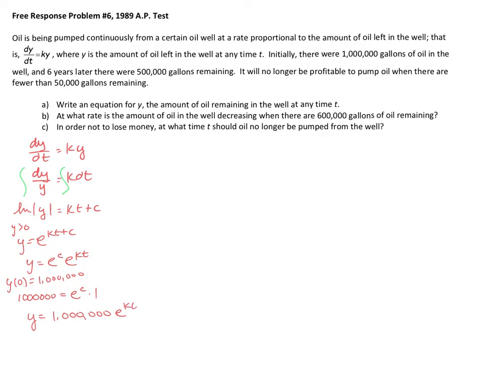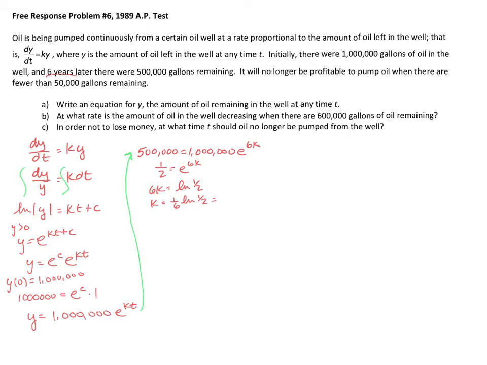So my equation is y equals 1 million e to the kt. We know that there are 500,000 gallons of oil left when it says it's 6 years later. So when t is 6, we're going to get 500,000. That'll be 500,000 equals 1 million e to the 6k. So that becomes 1/2 equals e to the 6k. So 6k is going to equal the ln of 1/2, and k is 1/6 ln of 1/2.